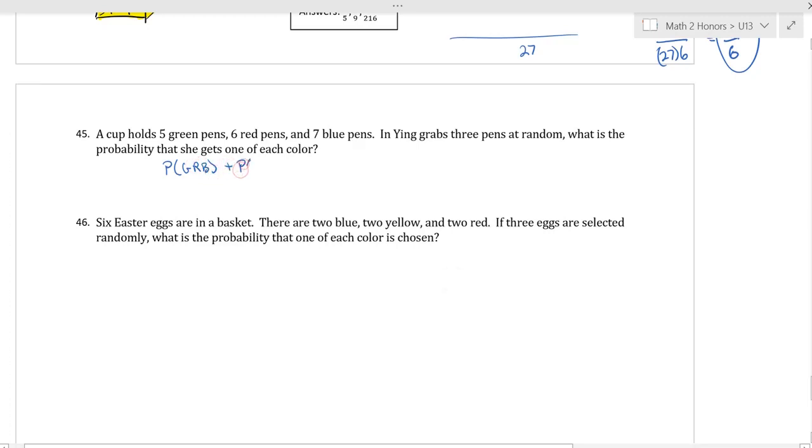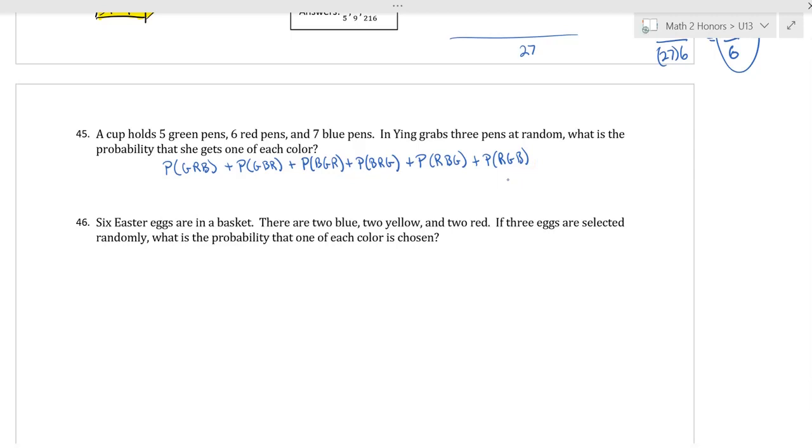or green, blue, red, or blue, green, red, or blue, red, green, or red, blue, green, or red, green, blue. So there are 6 different options here. And each of these options actually are going to end up being the same exact probability, and I'll show you that.